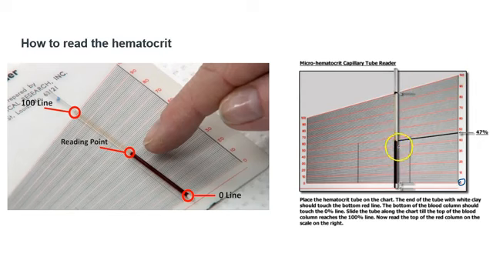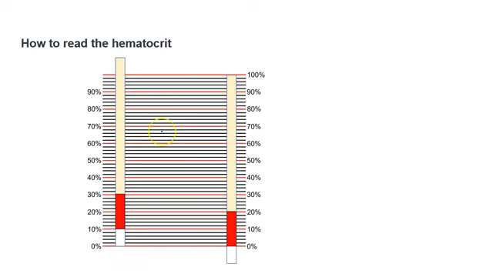Now go ahead and read the top part of the red blood cells here, the red column, on the scale on the right side, and that would be the hematocrit number that you need. For another review, you can see here the bottom part of our blood, the red part, is going to touch the 0 line. Then the top part of our blood plasma should touch the 100 line, and this is going to be our reading point that we have to find the correct number on the right side for the hematocrit.